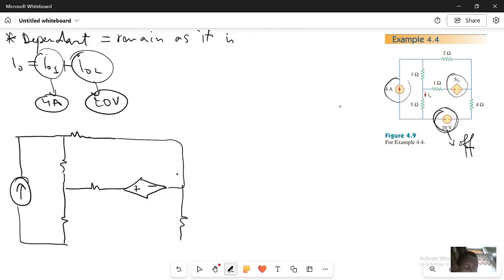We have here. Now we come here. Since this one is a voltage source, to turn it off, I will short it. Now I have this circuit. I have this 4 ampere here.